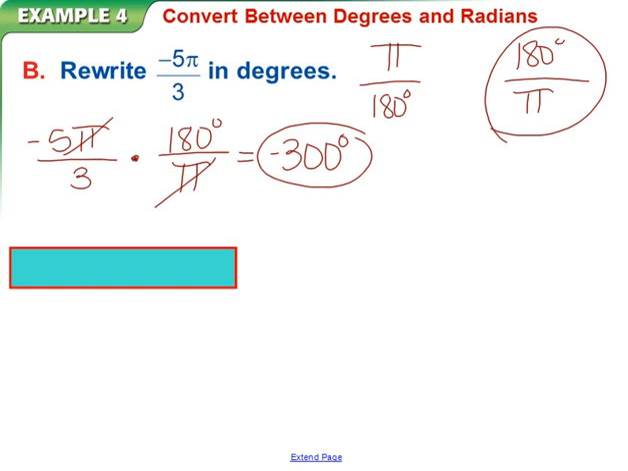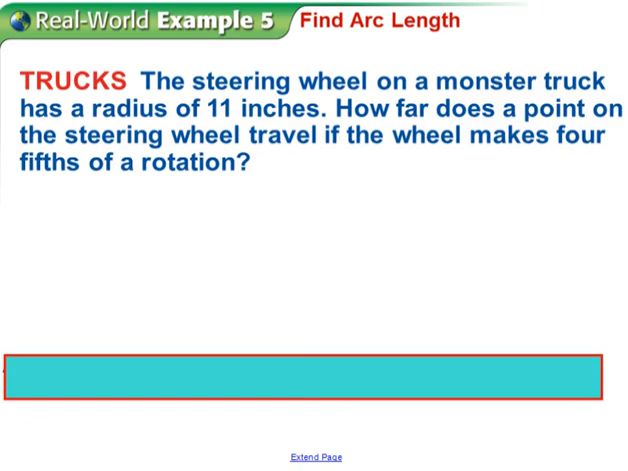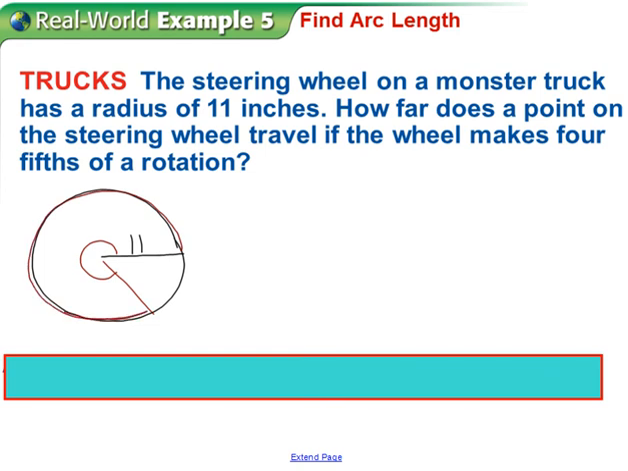And our last example. We need to find an arc length. The steering wheel of a monster truck has a radius of 11 inches. How far does a point on the steering wheel travel if the wheel makes a 4/5 of a rotation? So let's draw out a circle and label the radius as 11. And just to kind of get a visual, let's think about going around 4/5. So let's maybe like that. We want to know what is the arc length. That kind of looks like Pac-Man. So we want to know how long this section is right here.